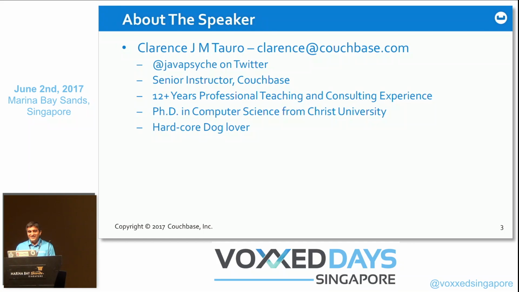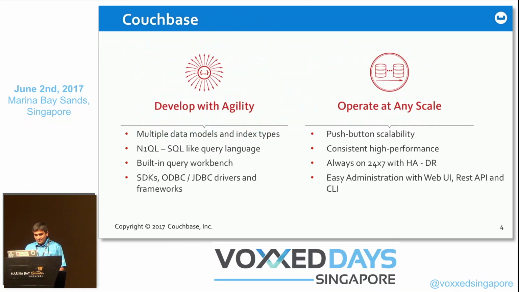All right. So what is Couchbase? Couchbase is the fastest NoSQL database server available to perform at scale. What we get with Couchbase Server is that you develop with agility and operate at scale. So what do you mean by developing with agility? You have multiple data models and different index types, and different data types in the same bucket.